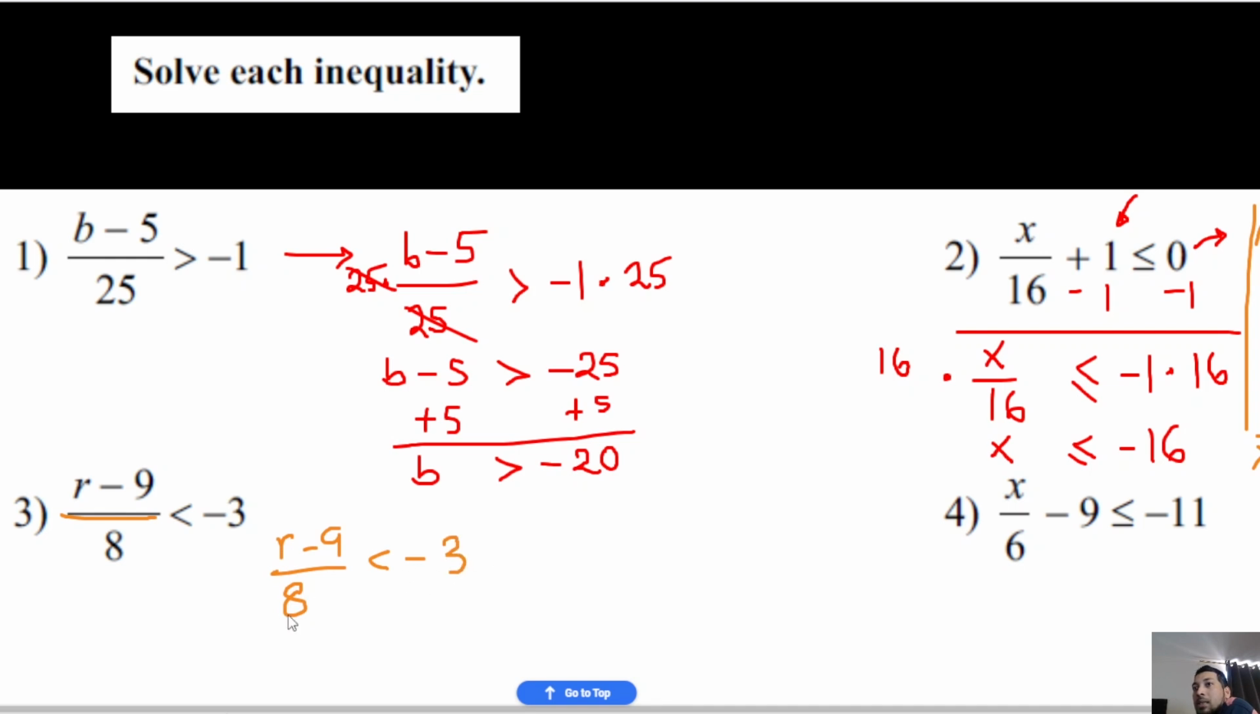So multiply both sides by the denominator. So if we multiply by 8, we have r minus 9 less than negative 3 times 8, that is negative 24. Now to get rid of this 9, we just add 9 on both sides. We get r less than negative 24 plus 9, which is negative 15.